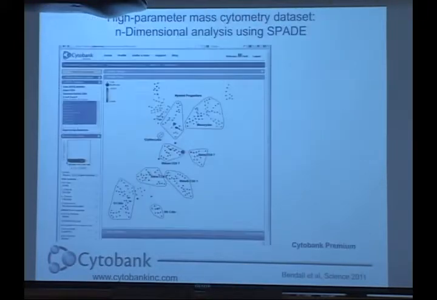In addition, we provide SPADE analysis for high-dimensional data. And so I'll talk about SPADE a little bit right now. But before that, I wanted to know if there are any questions before I move on. And I'll show you a little bit about how figure dimensions work in Cytobank.